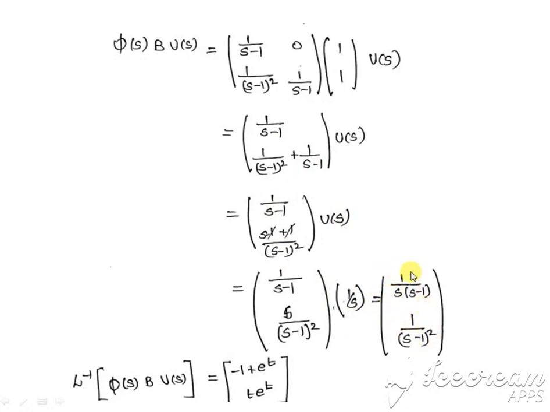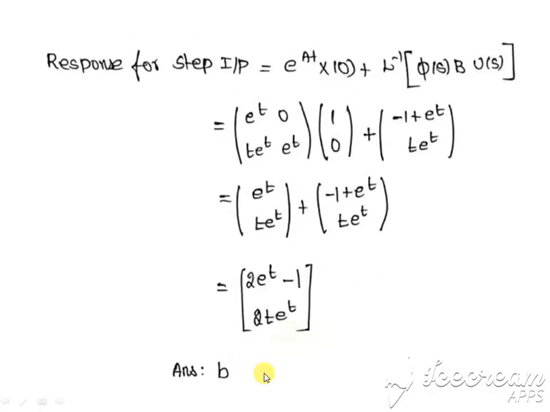So again, while solving, we need to take inverse of this particular function. We can directly take the inverse by using the shifting property. So here s is replaced by s minus 1, so e power t. Instead of this minus 1, we can write t. Remaining, we can neglect this minus 1 by s squared. 1 by s squared means t. For this term, we need to apply partial fractions and take inverse, then we get the answer as minus 1 plus e power t.